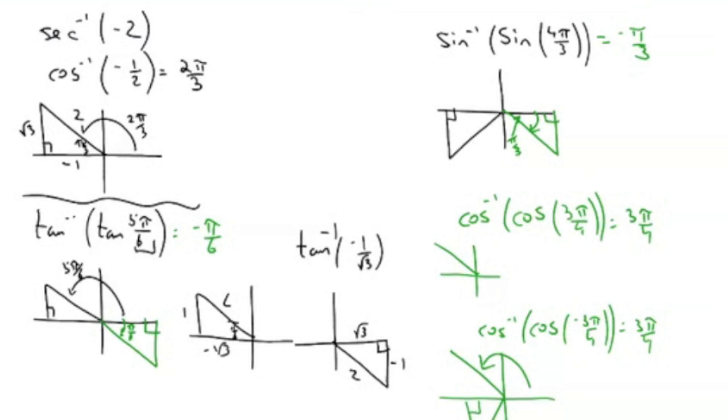If you have tangent inverse of the tangent of negative pi over 5, what quadrant is negative pi over 5 in? Fourth. And tan inverse is defined in the first and fourth, so this one's going to pop out as negative pi over 5. So they go poof if that happens, as long as it's in its right quadrant. But if it's out of its right quadrant, you better start drawing pictures.